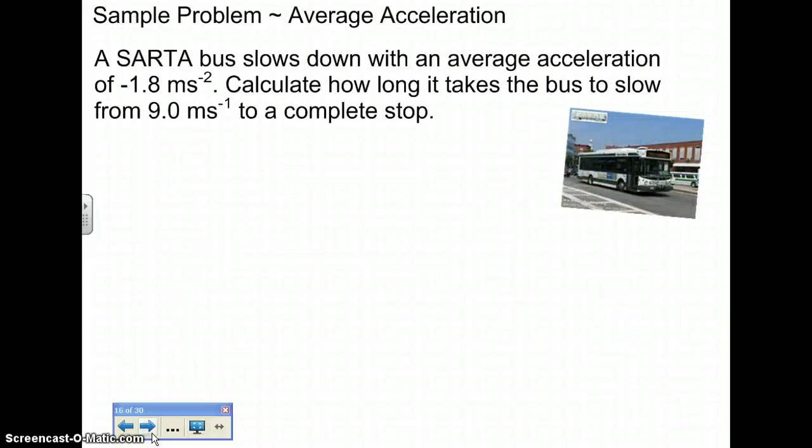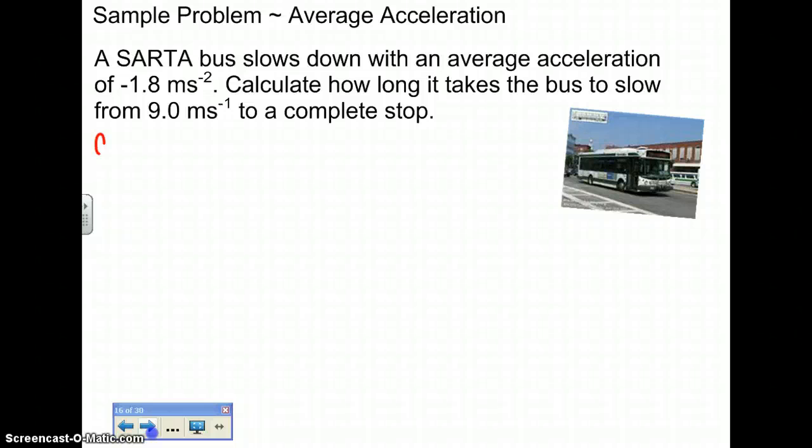Sample problem on average acceleration here. This problem says that a startup bus slows down with an average acceleration of negative 1.8 meters per second squared. Calculate how long it takes the bus to slow from 9 meters per second to a complete stop. Ooh, complete stop. There's a given there. Please don't always think that givens are going to be given to you in the numeric form. Sometimes they'll be written out as well.